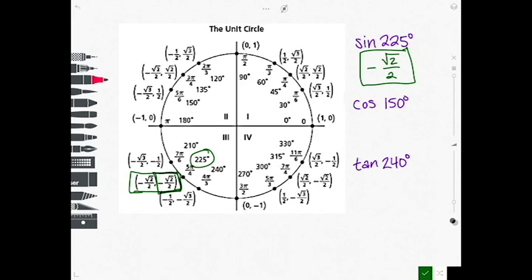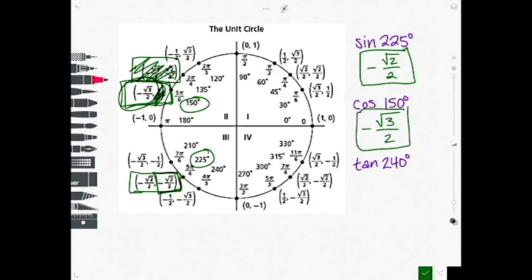If I go to the cosine of 150, I find 150 degrees, it's right there. I find the coordinate point that, oops, that's the wrong one, not that one. This one is connected to it. Now for cosine I'm looking at the x, so I don't worry about the y coordinate. The x coordinate is negative root 3 over 2, and I'm done. Sine is looking at the y coordinate at that angle, cosine is looking at the x coordinate. Now tangent requires you to divide the y divided by the x.